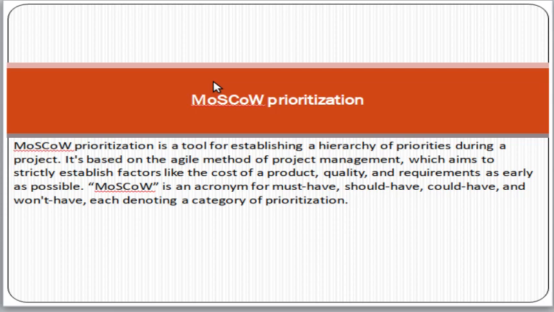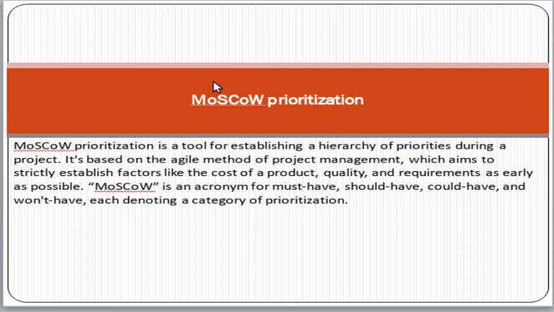It is based on the agile method of project management, which aims to strictly establish factors like the cost of a product, quality, and requirements as early as possible. MoSCoW is an acronym for must have, should have, could have, and wouldn't have, each denoting a category of prioritization.